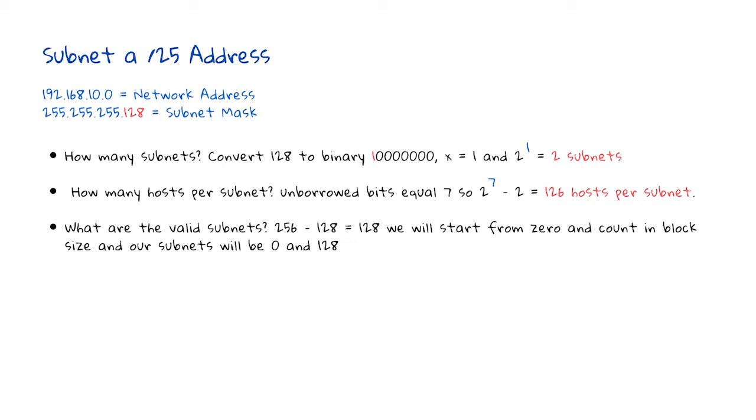The third question is, what are the valid subnets? This is the increment of your networks. The formula was 256 minus the subnet mask, and in our case, it's 128. So 256 minus 128 gives us 128. So our networks are going to be increasing in 128. The first network is going to be the 0 network, and the next one is going to be the 128 network. Those are the 2 networks that we're going to have in this case.